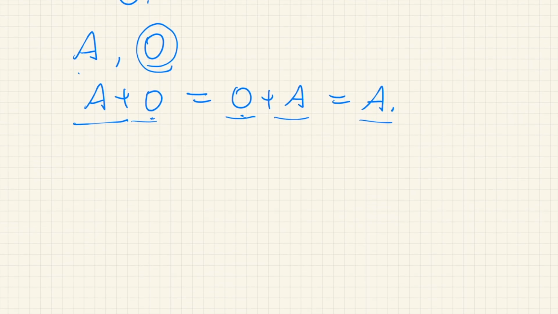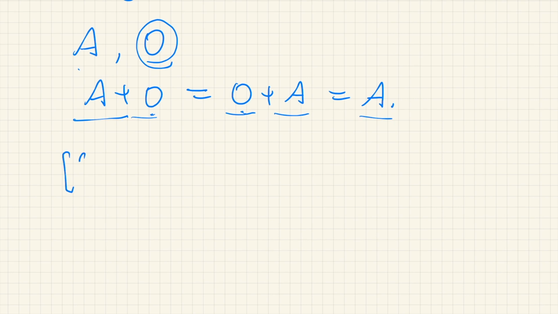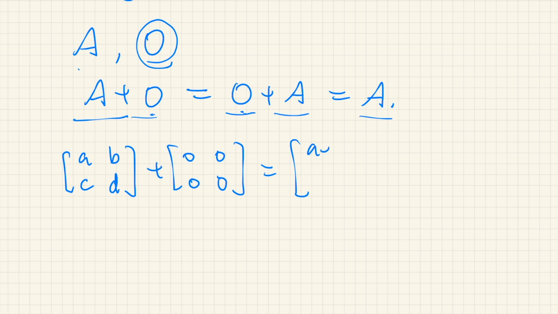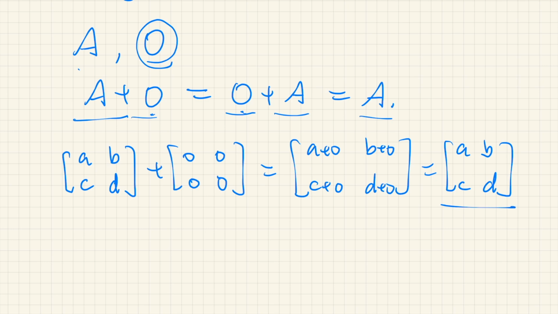Let's see a little bit more concrete example. Suppose we have a matrix made of a, b, c, d. And if we add the 2 by 2 zero matrix, that is a plus 0, b plus 0, c plus 0, d plus 0, which is a, b, c, d. So this is the same as this one. So adding the zero matrix doesn't change the matrix.